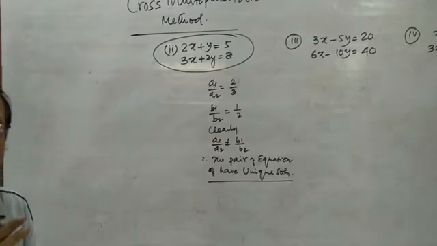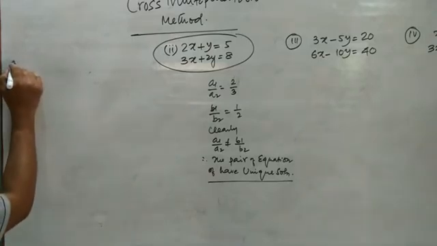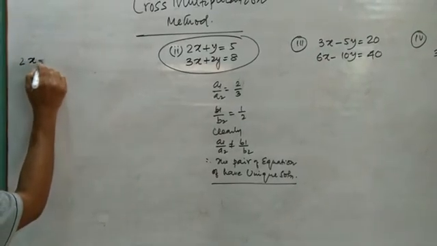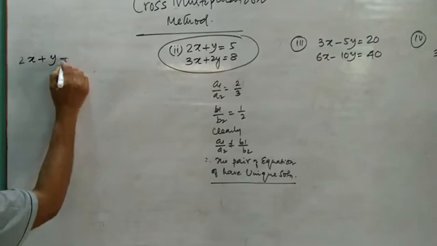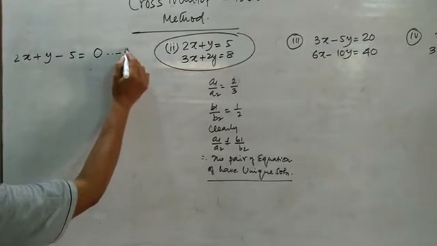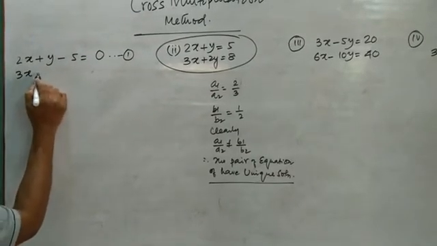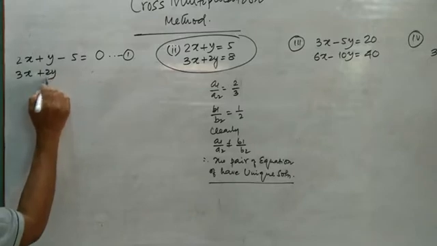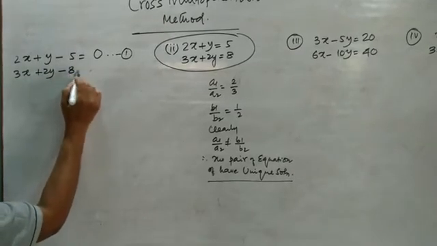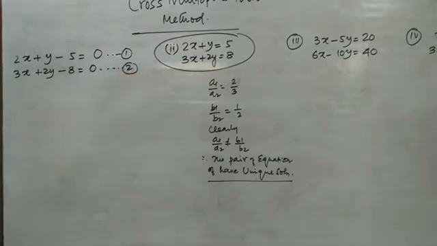The very first thing you will do is convert it into the standard form. The first equation is 2x plus y minus 5 equals 0. This is your equation number 1. The second equation, similarly, 3x plus 2y minus 8 equals 0. This is equation number 2. Now we are applying the cross multiplication method.